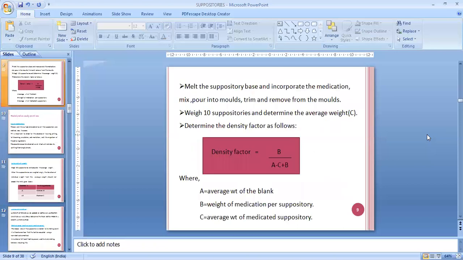Then melt the suppository base and incorporate the medication, mix it, pour into molds, trim, and remove from the molds. Then weigh the 10 suppositories and determine the average weight, C. The density factor is given as B divided by (A minus C) plus B. A is the average weight of the blank, B is the weight of the medication per suppository, and C is the average weight of the medicated suppository.